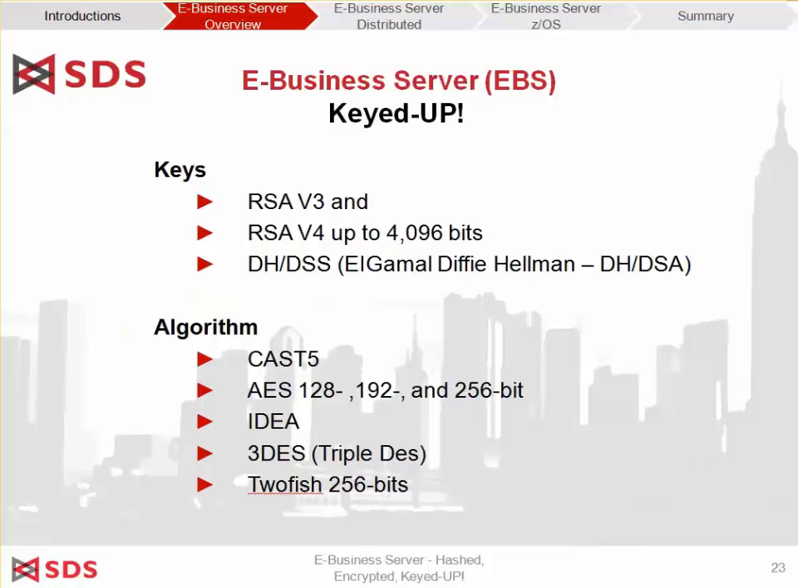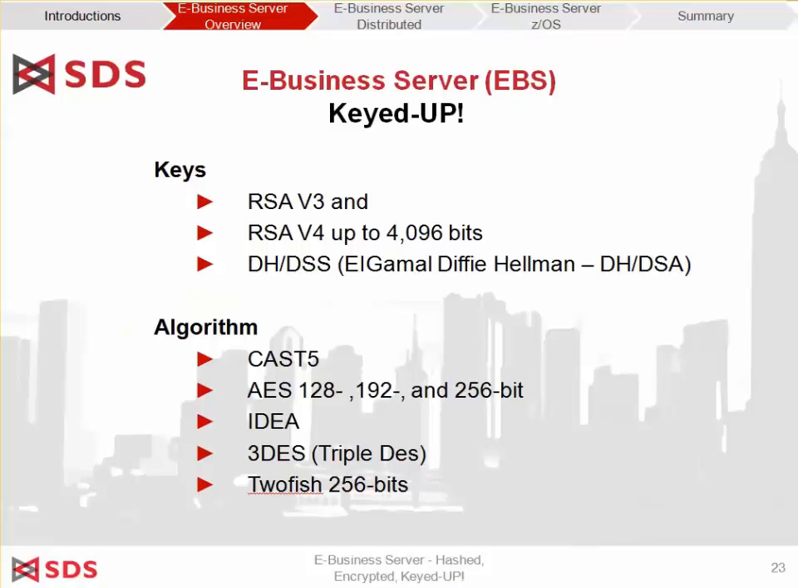E-Business Server provides you with three key types: DH/DSS, or Diffie-Hellman-ElGamal, also called DH/DSA; RSA version 3, which we also refer to as RSA legacy keys; and RSA version 4. DH/DSS generates two prompts to define encryption and signing keys separately. RSA provides a single prompt to define a single size for two keys, encryption and signing. RSA legacy provides a single prompt for a single key for both encryption and signing.